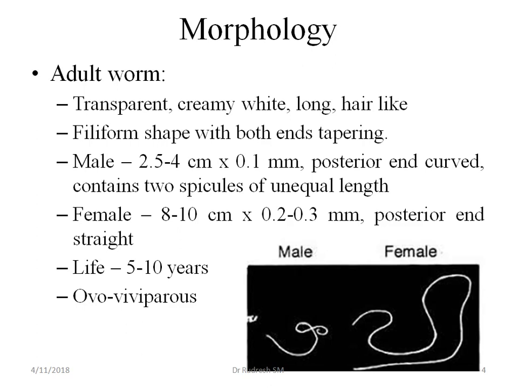Female is around 8 to 10 centimeters long and 0.2 to 0.3 millimeters in breadth, and the posterior end is straight. So you can see the posterior end of the male is curved and posterior end of the female is straight. The lifespan of the worms is around 5 to 10 years, and the female is ovoviviparous. That means it lays an embryonated egg which immediately hatches.